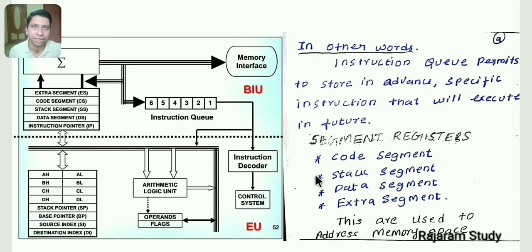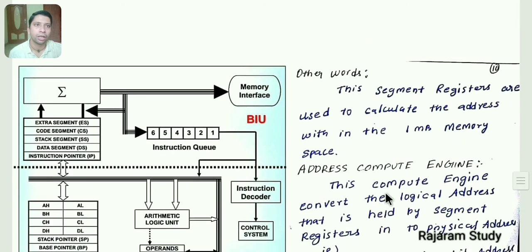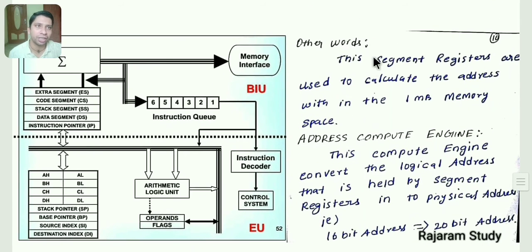These segmentation registers are used to address the memory space. So the following are our segmentation registers. Code segment, where our code is going to be stored. Stack segment is nothing but our stack. Data segment, where our data is going to be stored. And the extra segment is there for extra operations. In other words, the segmentation registers are used to calculate the address within the 1 MB of memory space.